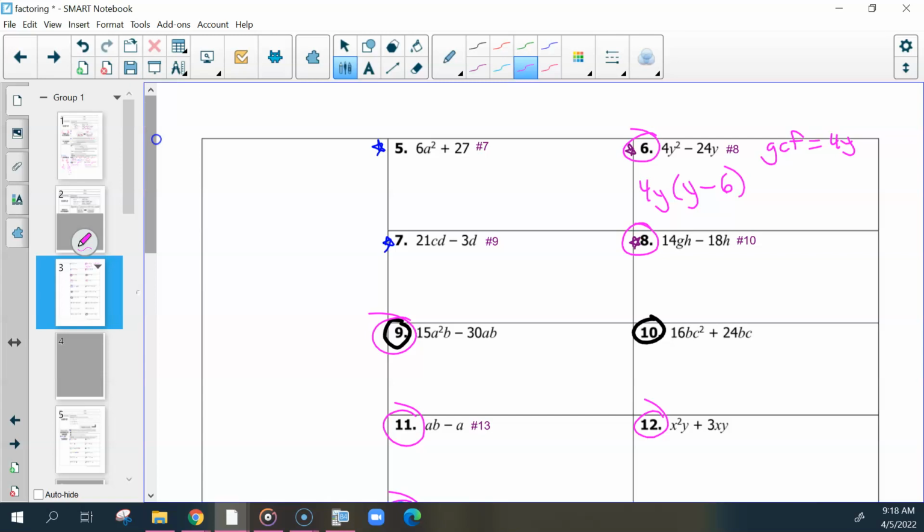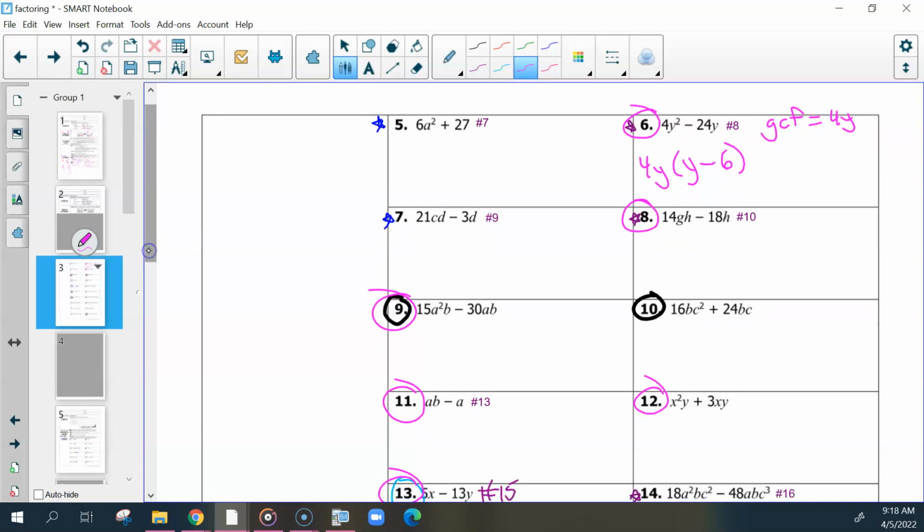That is fine. Y's in common. If we don't have variables in common, then we wouldn't do that. But if we do, then we need to include that every single time. For number 8, what number do you think we can divide out of both?